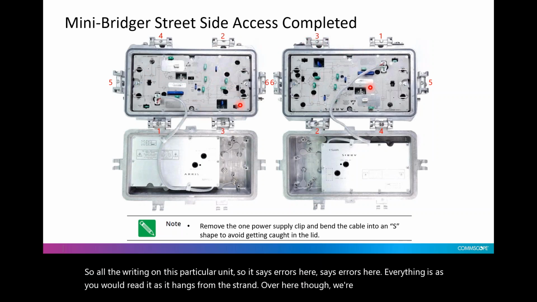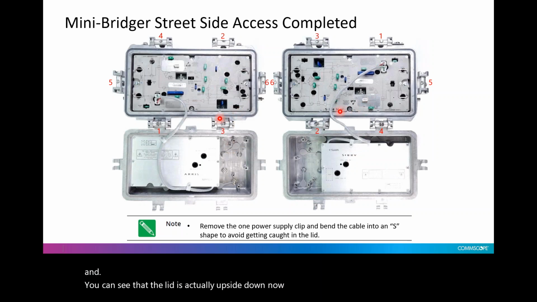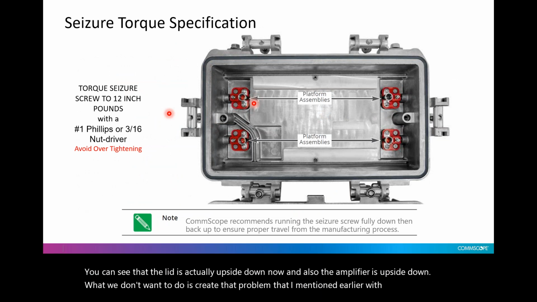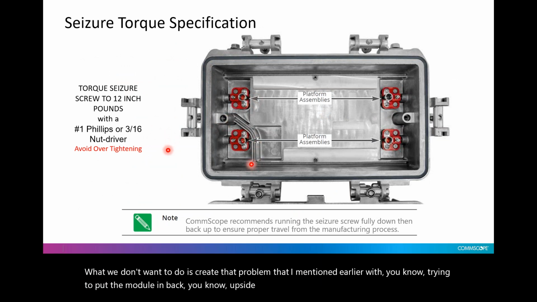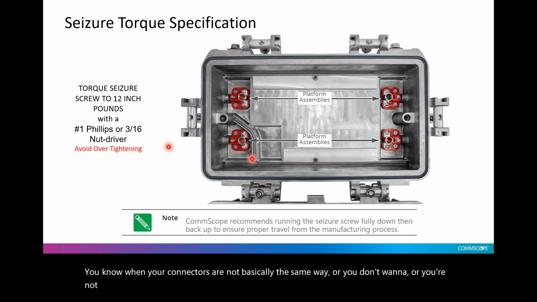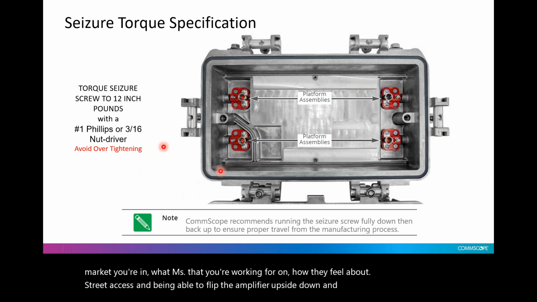Over here, though, we've basically taken the lid and, you can see that the lid is actually upside down now, and also the amplifier is upside down. What we don't want to do is create that problem that I mentioned earlier, trying to put the module in back upside down to get street access, when your connectors are not basically the same way, or you're not having to use a cable long enough to reach the other side. Just depends on what market you're in, what MSO you're working for, on how they feel about street access and being able to flip the amplifier upside down and being able to basically make number 1 down here.